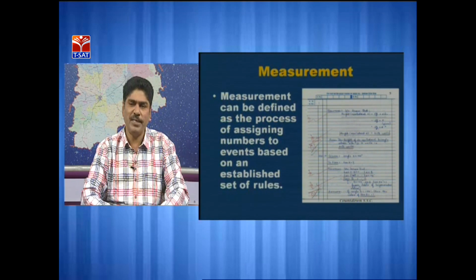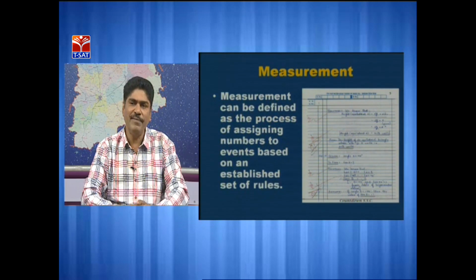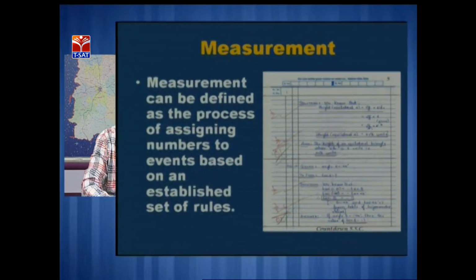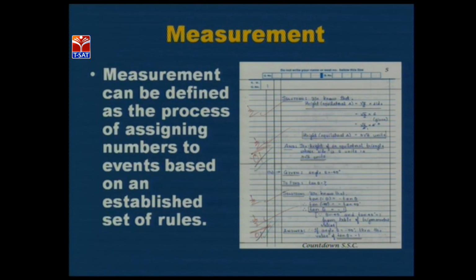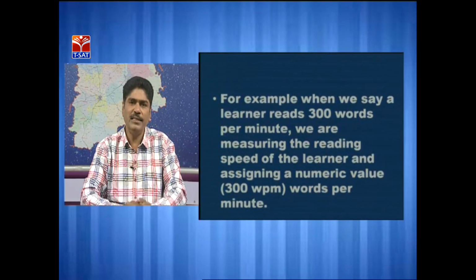And measurement. What is meant by measurement? Measurement can be defined as the process of assigning numbers to events based on an established set of rules. You know, the 2 marks questions, 5 marks questions that we evaluate, that award marks to students, that is a sort of measurement. Measurement means assigning numbers to events that we take up for evaluation. For example, when we say a learner reads 300 words per minute, we are measuring the reading speed of the learner and assigning a numeric value, 300 words per minute.